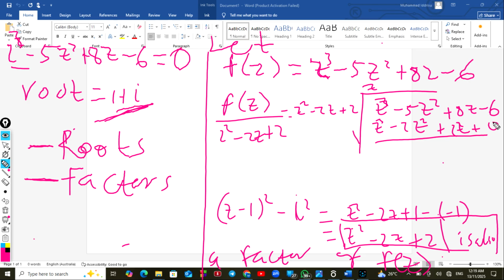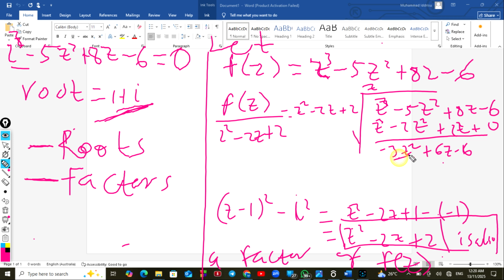So this minus this, it will go away, minus 5z minus 2z square, so negative becomes positive, so minus 3z square plus 8z minus 2z, we have 6z minus 6. So we have minus 3z square here.